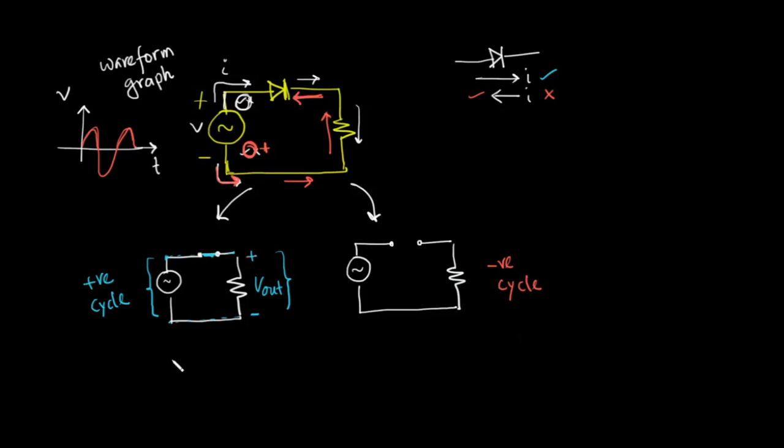So I can write, in the positive cycle, the input voltage is equal to the output voltage. And what about the negative cycle? Since this point is not connected, in the negative cycle the input voltage cannot pass to the output. So in the negative cycle, the output voltage, V out, equals 0.